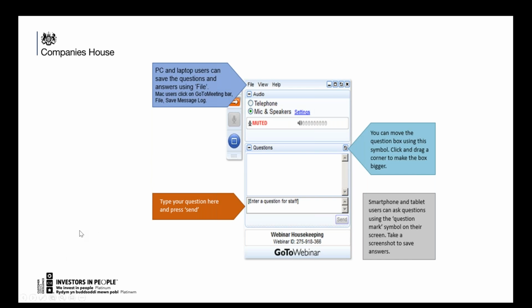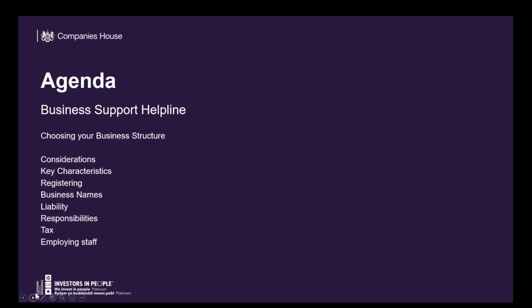So let's begin this morning's short presentation. It should only take around 20-25 minutes. So as I said, today we are looking at choosing the right business structure for your business, and the agenda will include things like considerations, key characteristics, business names, tax and employing people. And as I said, today's presenters are Stephanie and Lee from the Business Support Helpline.